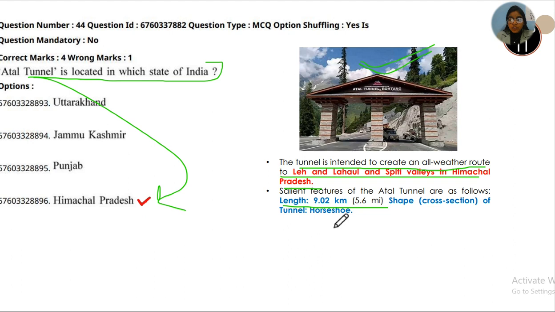The cross section is of horseshoe shape when you talk about this Atal Tunnel. But the important thing is its length, and it's passing through Leh, Lahaul and Spiti Valley in Himachal Pradesh.